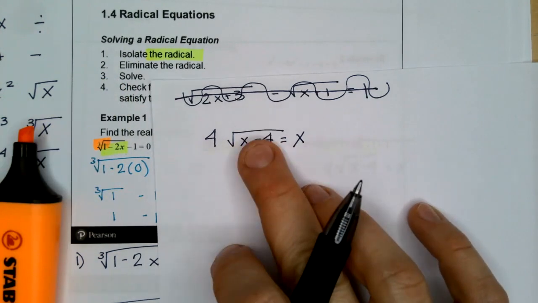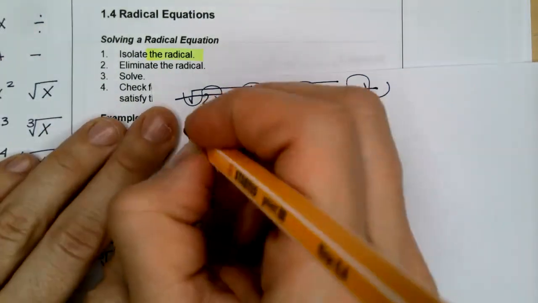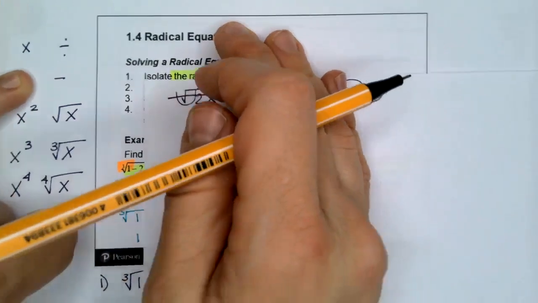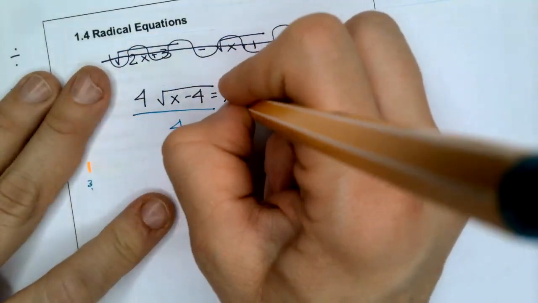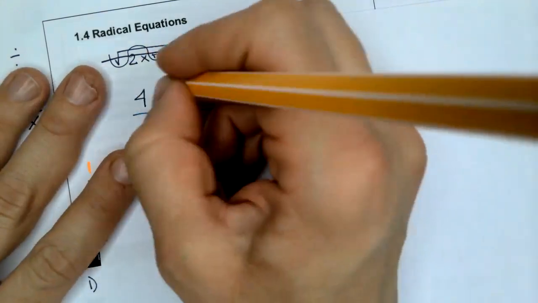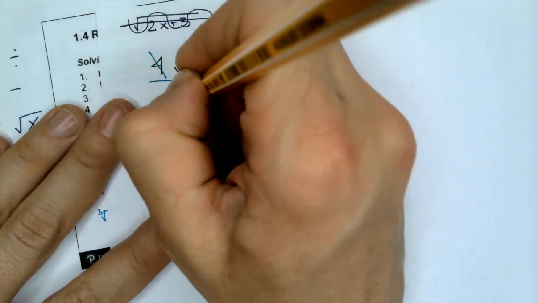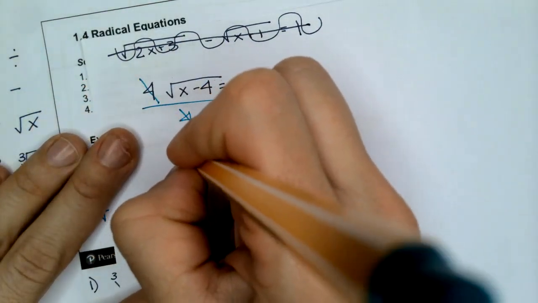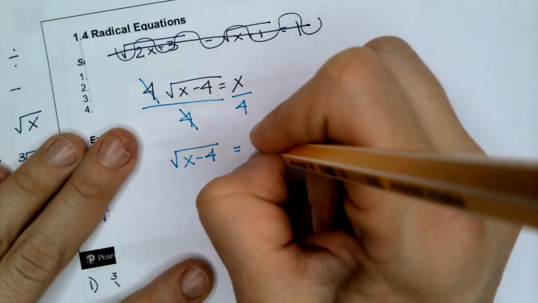This radical is not isolated. This radical is in fact being multiplied by 4. I want to isolate it. The inverse of multiplying by 4 is dividing by 4. So I'm going to take all of this side, divide it by 4. Anything I do to the left side, I have to do to the right side. So those eliminate. I'm left with the square root of x minus 4 is equal to x over 4.